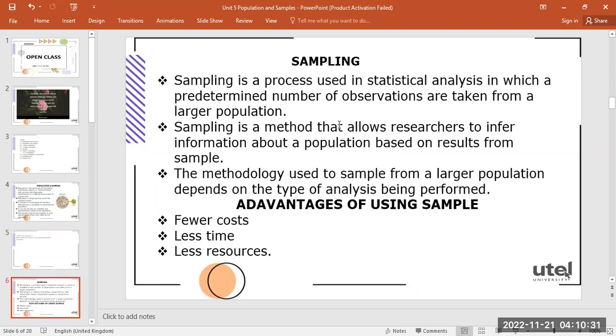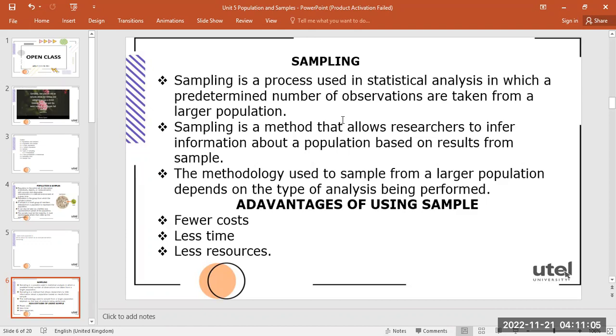Now, having defined what population and samples are, let's now see what sampling is. Sampling is a verb as opposed to sample, which is a noun. In other words, a verb is an action word or a doing word. So sampling, in this case, is a process or an activity used in statistical analysis in which a predetermined number of observations or items or objects are taken from a larger population.